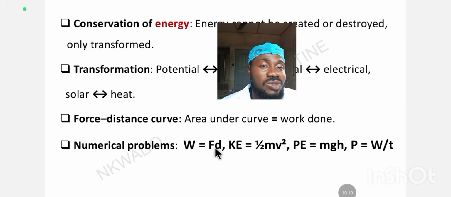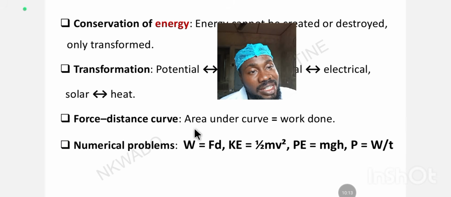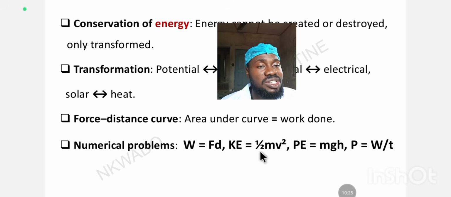Work done or work is equal to force times distance. You can either find any of these by making the subject of the formula depending on what you are given and what you were asked to do. This one is kinetic energy. Okay, kinetic energy is equal to 1/2 mv squared, where m is what? Mass of the body, while v is equal to velocity of the body, v squared. You substitute and get your answer.